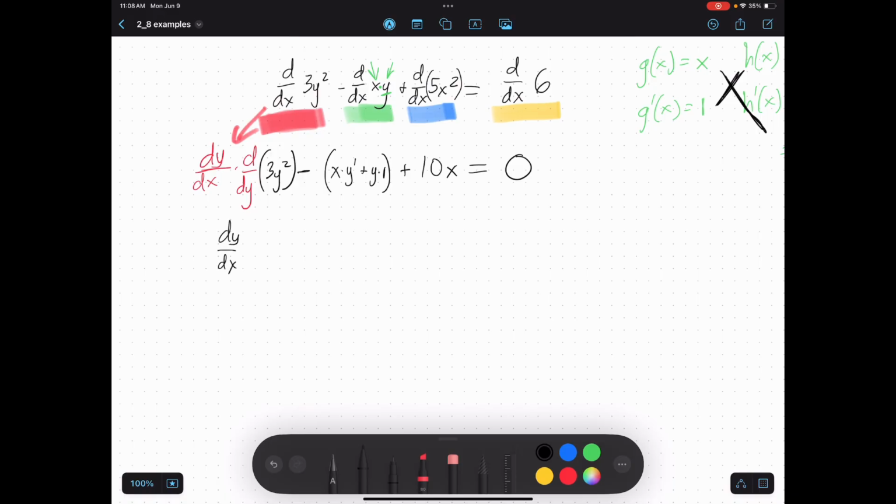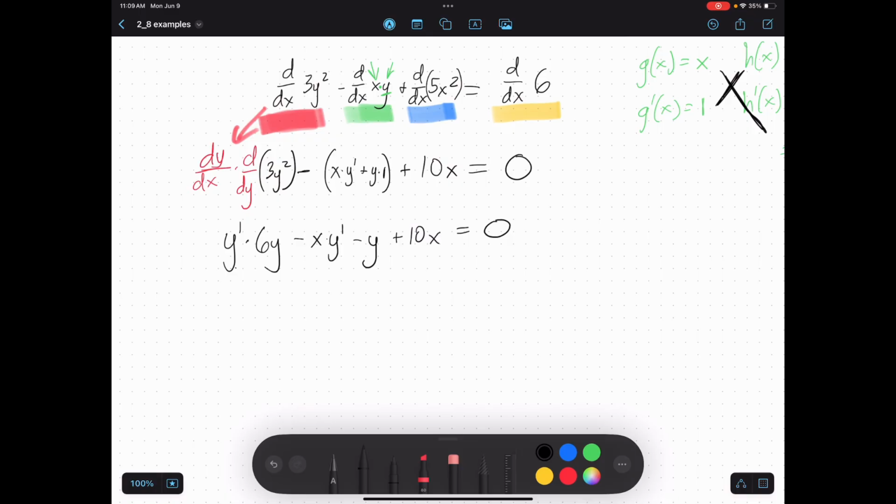Or remember, how else could we write that? We could just write that as y prime. So y prime, what's the derivative of 3y squared? I get 6y. And then I'll distribute this negative to both terms, and I'm left with that. So this is a good review of how implicit differentiation works.